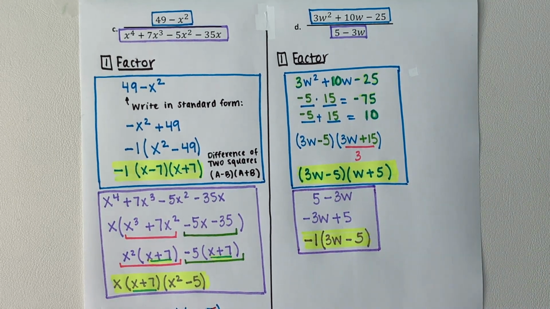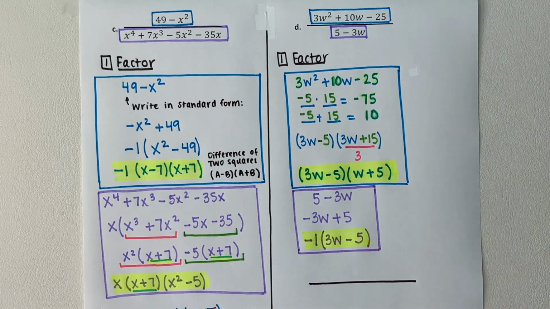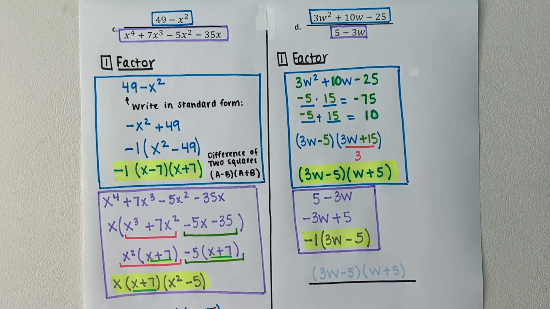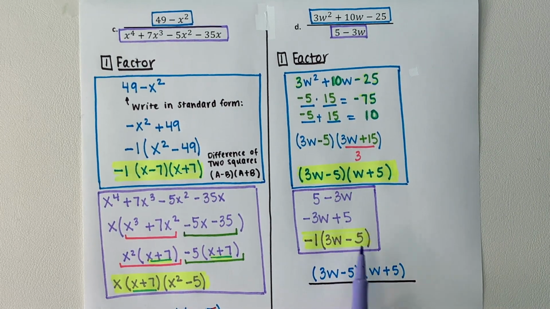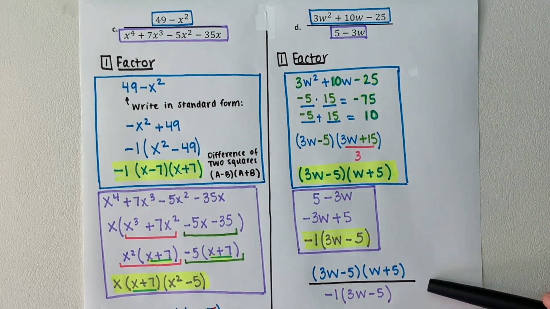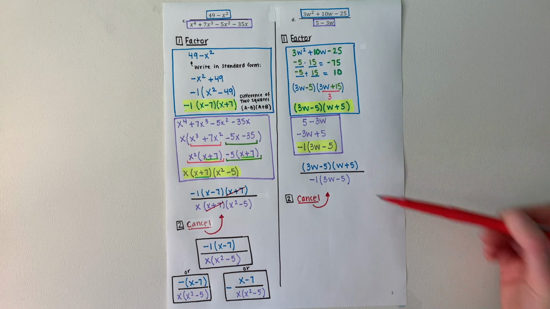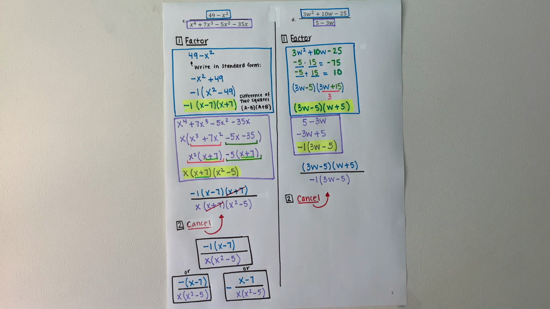Now that we've factored both the numerator and the denominator, let's write the numerator and denominator in factored form here. So the factored form of the numerator is this, so I'll copy this down in the numerator here. The factored form of the denominator is this expression here, so I'm going to copy this expression into the denominator here. Now that we've rewritten our original problem in factored form, we've completed step 1. For step 2, we cancel any common factors that appear in both the numerator and the denominator. I notice that 3w minus 5 appears in both the numerator and the denominator, so we can cancel that factor.